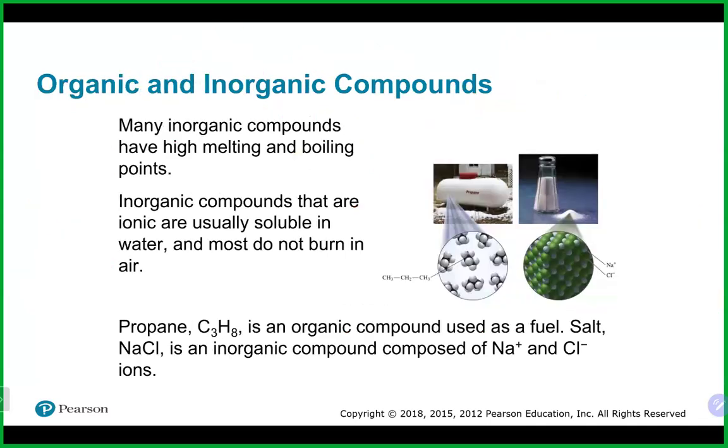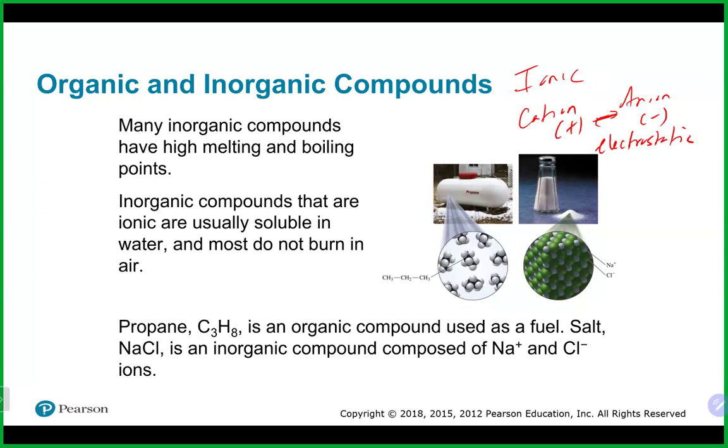Okay. So many inorganic compounds, which is everything outside of organic chemistry, things like ionic compounds, typically have very high melting points and boiling points. That is because ionic compounds are held together by the strongest interaction you could have, which is your cation, your positively charged ion, and your anion, your negatively charged ion. That is your electrostatic attraction. That's actually an intramolecular force, and it's super strong. So they typically have high melting points and boiling points.